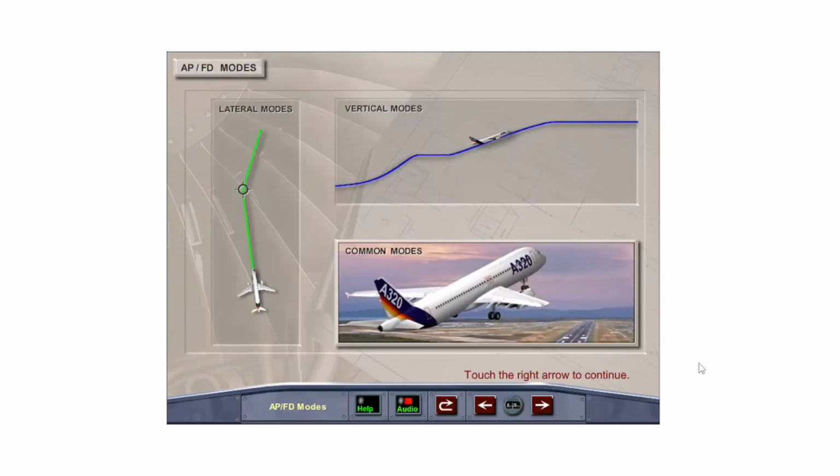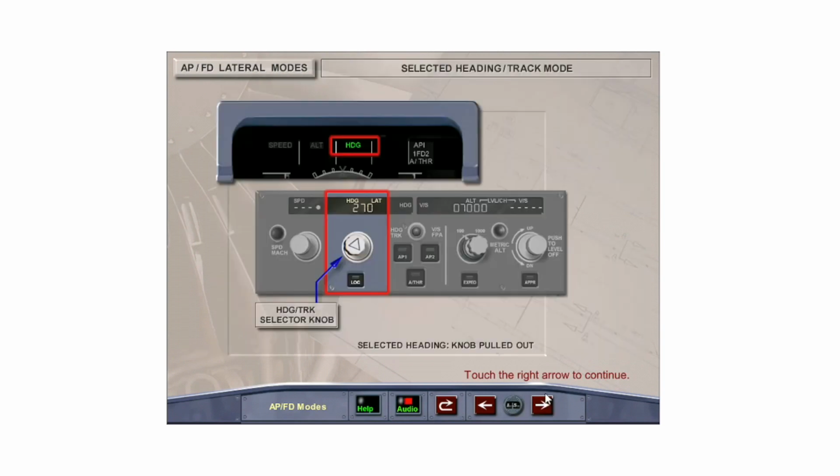The Flight Management Guidance System guides the aircraft in lateral, vertical, and common Autopilot Flight Director modes. Pulling the Heading Track Selector knob on the FCU selects Heading or Track Mode, which guides the aircraft along the heading or track selected by the pilot. The Heading Track window displays the selected heading, and the FMA displays either heading or track in the FMA Lateral Mode column.